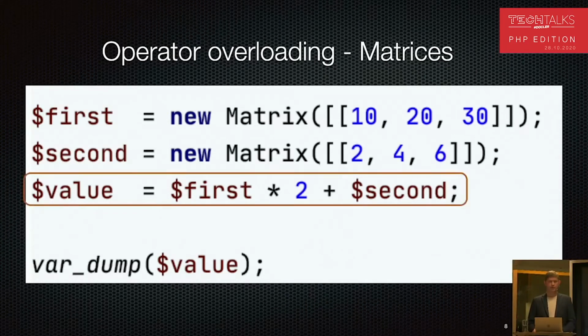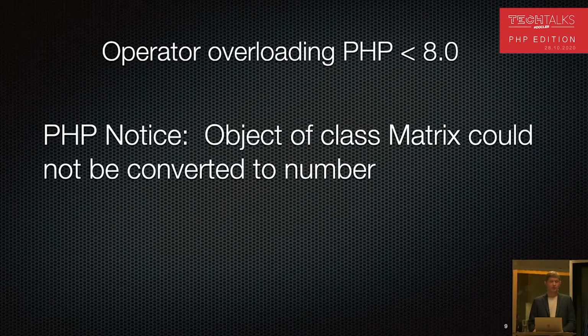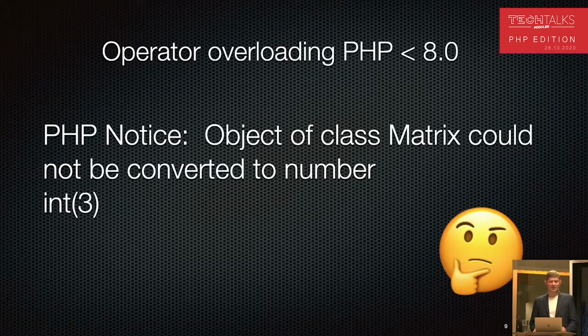Then we want to have the power in the PHP language to use operators for objects. But if we try to use operators like addition and multiplication with objects, unfortunately we will see that PHP is not capable, and it's a clear boundary because it's a language construction and the object of class matrix could not be converted to a number. An unpleasant effect is that if we try to use it with modern PHP, it even produces a result which can be 3, which is totally wrong.